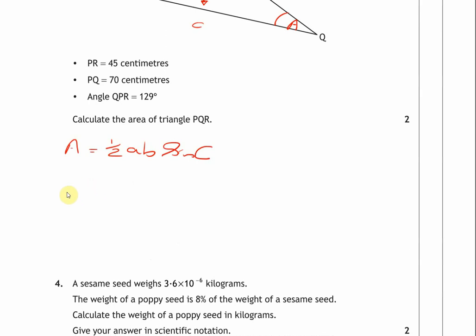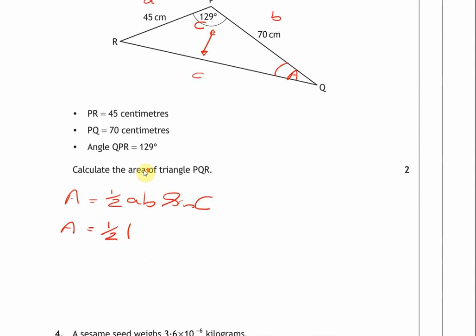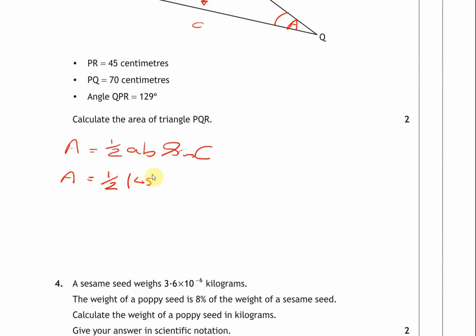Now all we need to do here is substitute into the equation and then pop it into the calculator. So we have 1/2 multiplied by a, which we made 45, so that'll be 45, times 70, multiplied by sine of 129 degrees. If we perform this calculation, we will get a value of 1224.004. Because this is such a small decimal, I would round this to the nearest whole value.